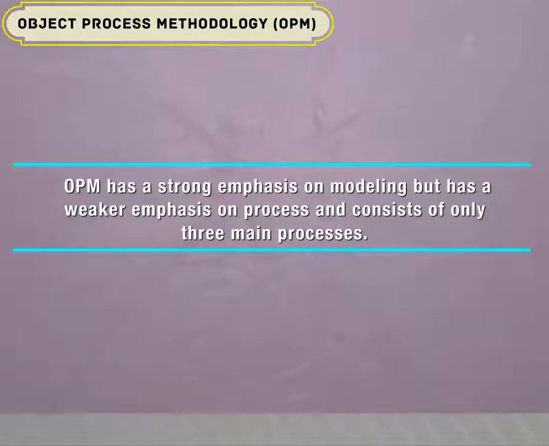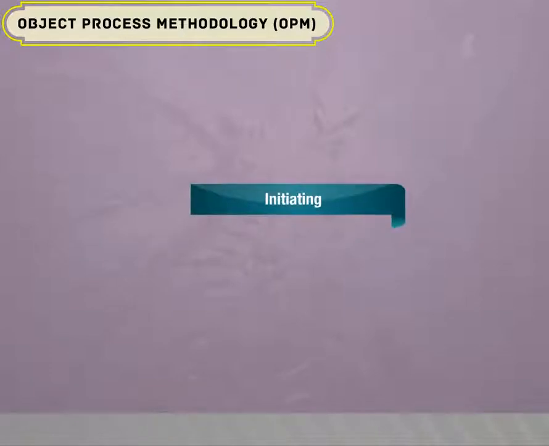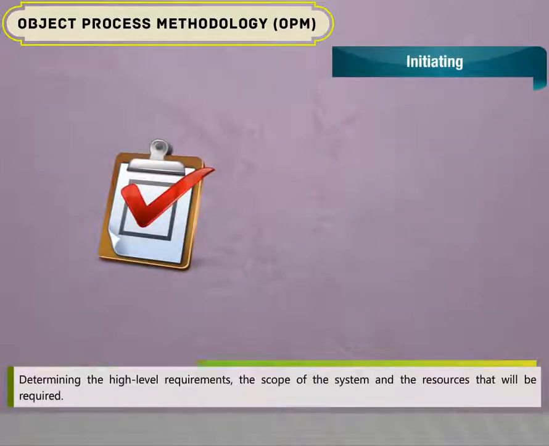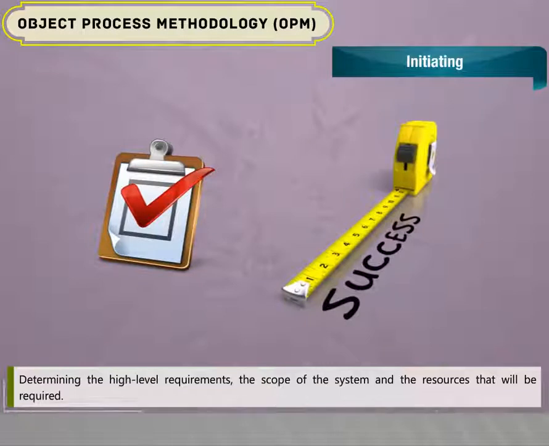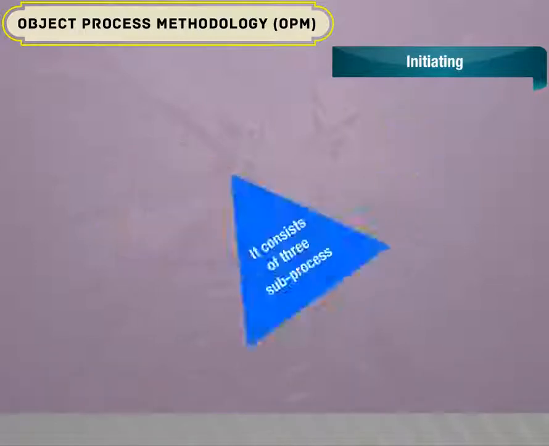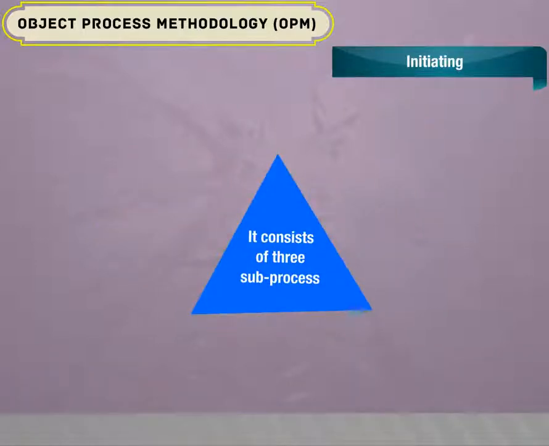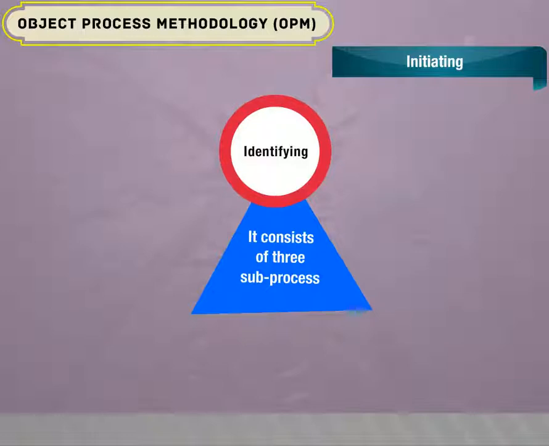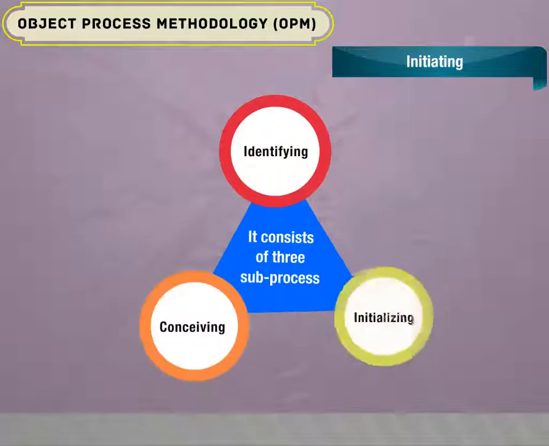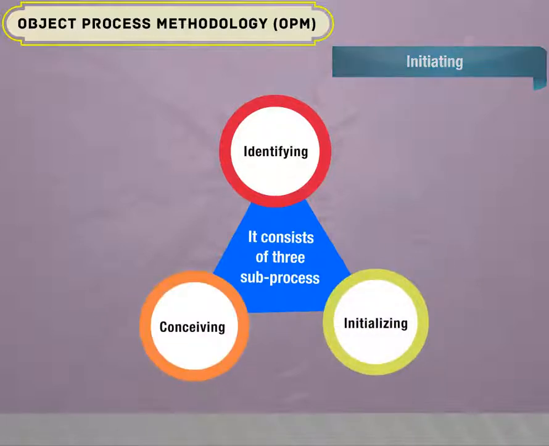OPM has a strong emphasis on modeling but has a weaker emphasis on process and consists of only three main processes: initiating, determining the high-level requirements, the scope of the system, and the resources that will be required. It consists of three sub-processes: identifying, conceiving, initializing.